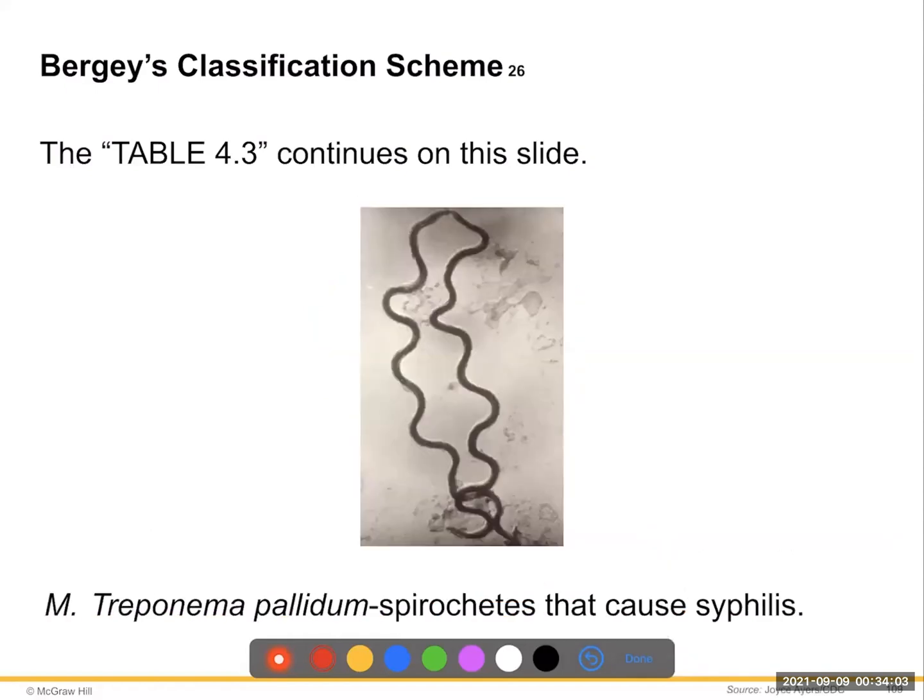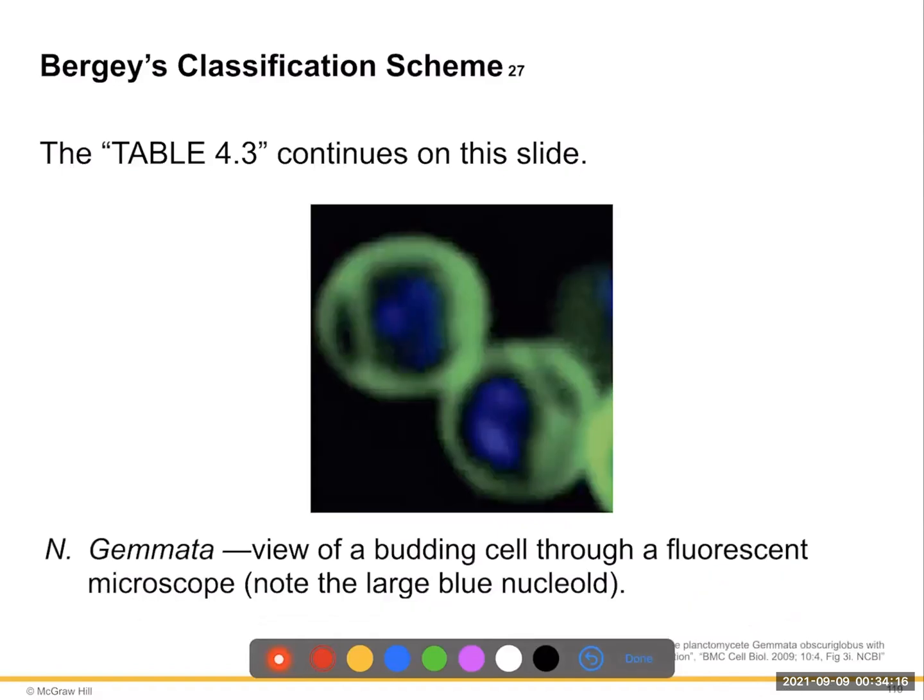This is Treponema pallidum. These are spirochetes that cause syphilis, another STD, sexually transmitted disease. That's what syphilis bacteria looks like. Gemmata is a budding cell through a microscope, and you can see the blue nucleus here. The nucleus is the center where the genetic material is. You see the green surrounding area where it's budding, making that cocci chain.